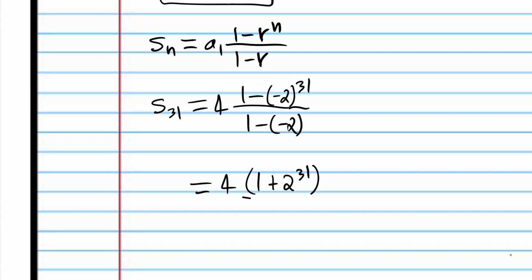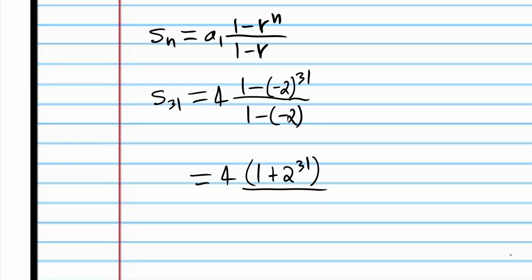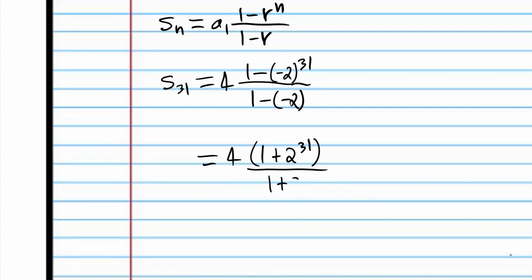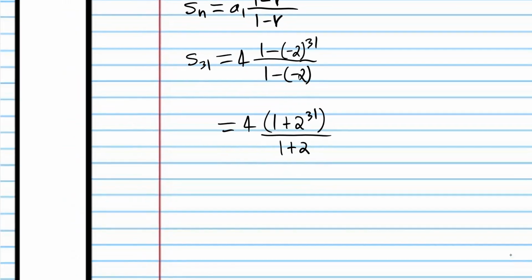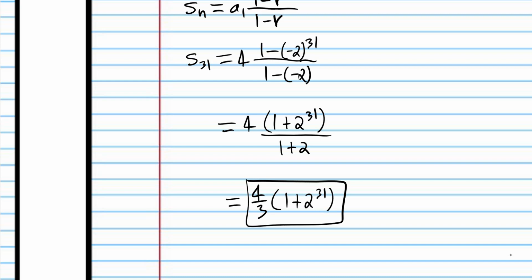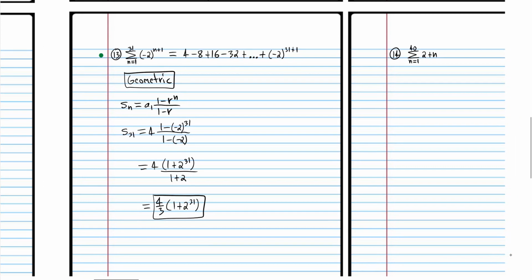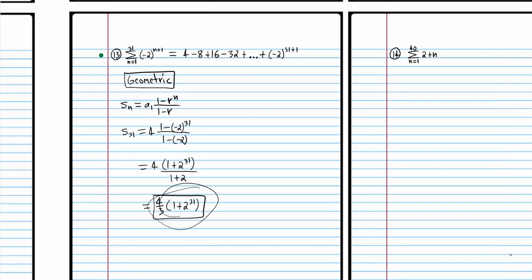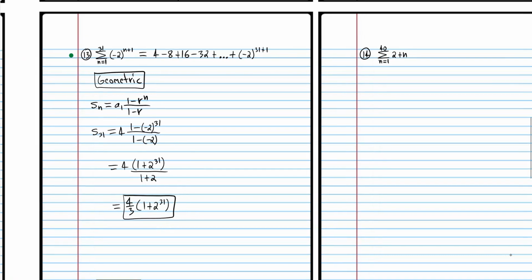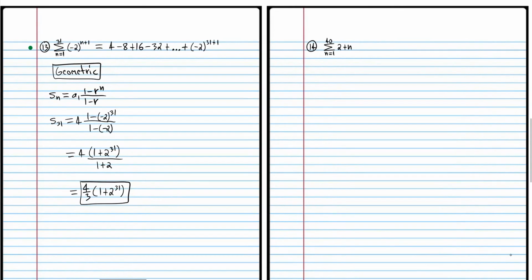Again, you don't have to do that. You can just leave it in this form if you want. Then we have 1 plus 2, which is 3. And we can take that 3 out and put it under the 4. That's perfectly legal. That's just a form of factoring. And we have 1 plus 2 to the 31st power. And that's your final answer. So if you got that right, good. You may have put it in a slightly different form, but there you go. So if you got that right, good.